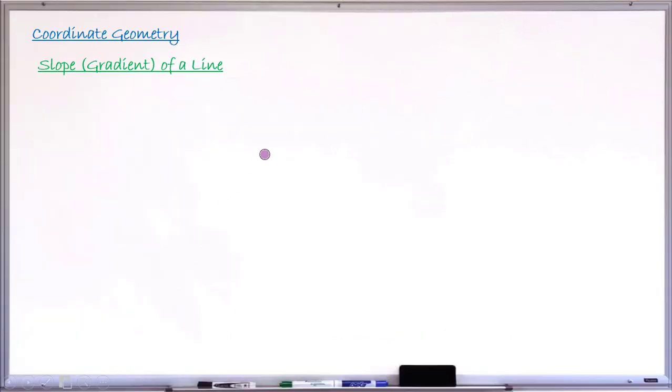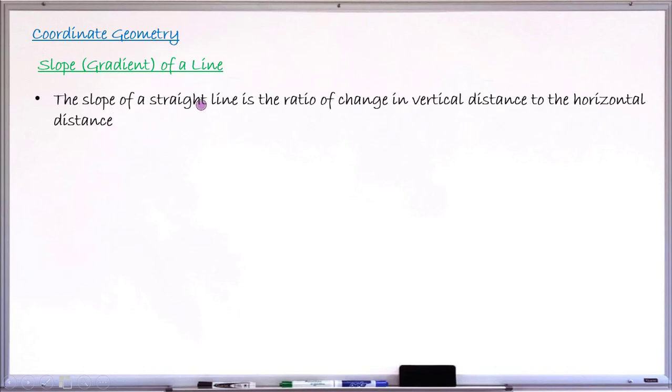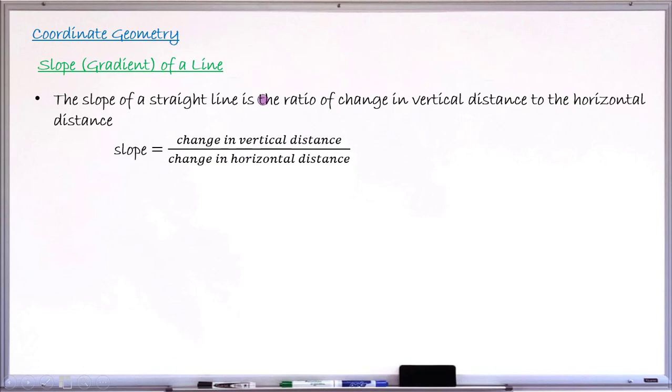So to begin the lesson, let's first learn what is slope or gradient. Slope or gradient of a straight line is nothing but the ratio of the change in the vertical distance to that of the horizontal distance. And slope is given by the simple formula based on this definition. Slope is nothing but the change in the vertical distance divided by the change in the horizontal distance. This is what gives you the slope, and this is the ratio of those two distances.